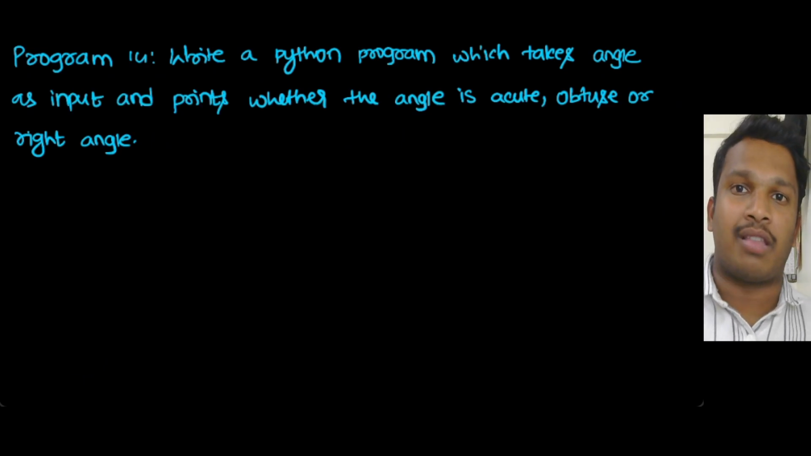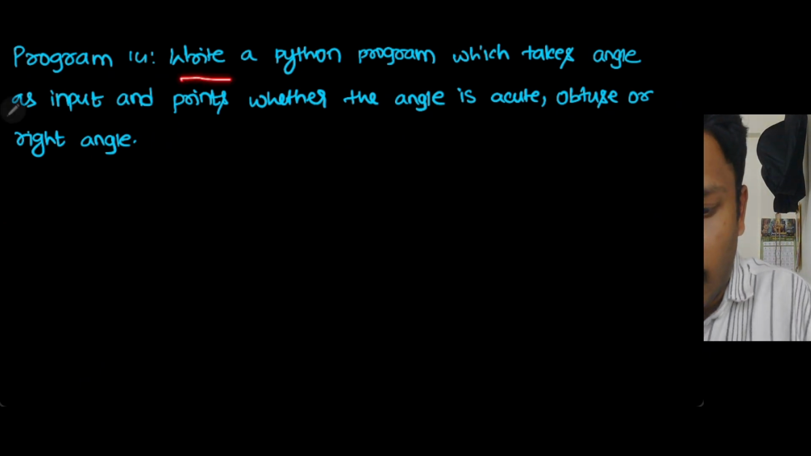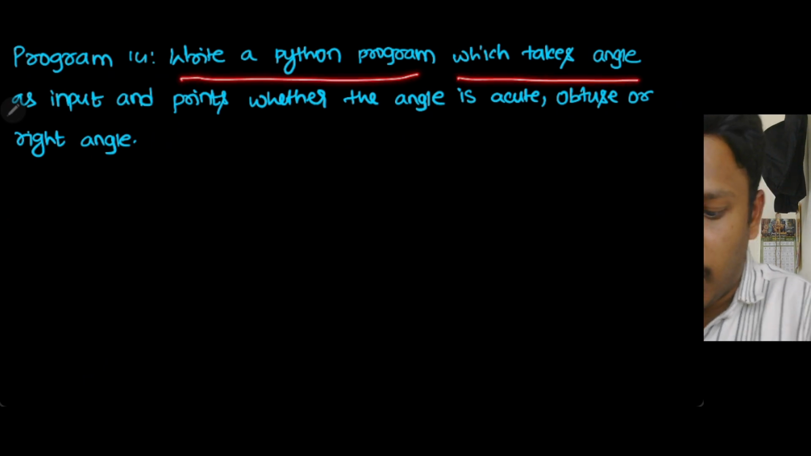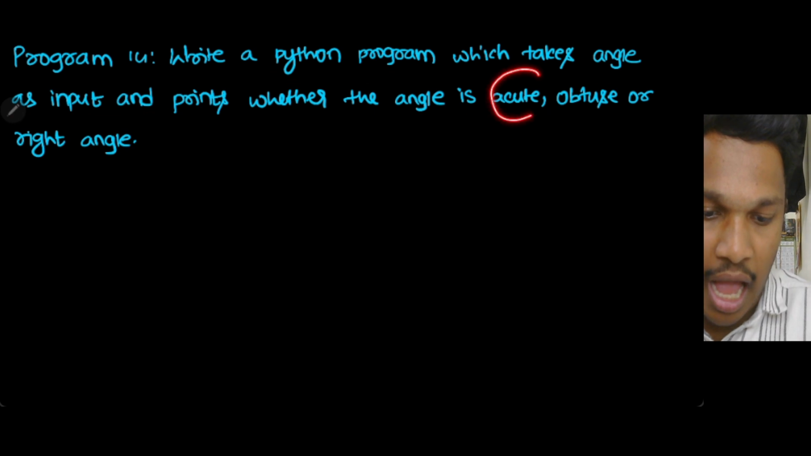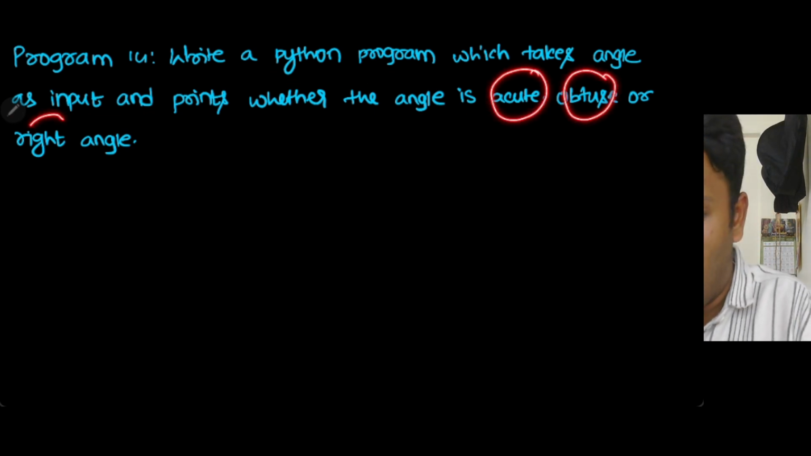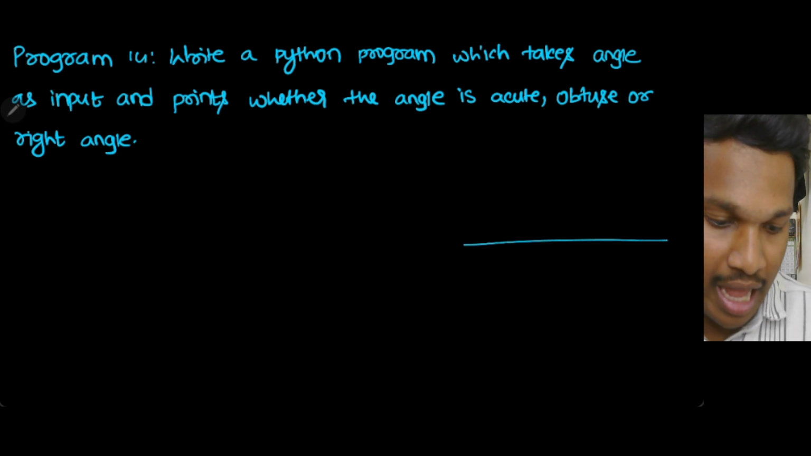As part of our Python programming language series, today we are going to solve the next problem. In this problem, we need to write a Python program which takes an angle as input and prints whether the angle is acute, obtuse or right angle. Now, basically, if you understand, the angle is like this.